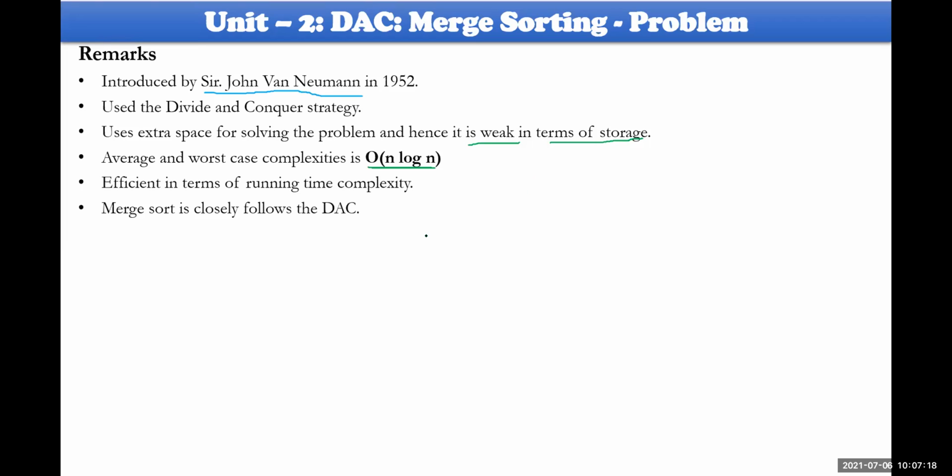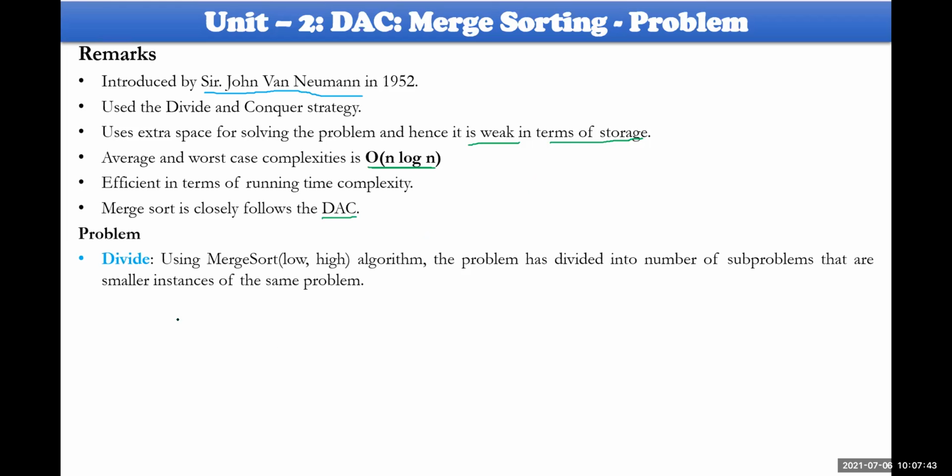Merge Sort closely follows the divide and conquer approach, because divide and conquer was defined by Sir John von Neumann, and Merge Sort was also defined by John von Neumann. That is why whatever the proposed algorithm for divide and conquer is exactly followed by the Merge Sort algorithm. And what is the problem here? Merge Sort will always try to perform this.